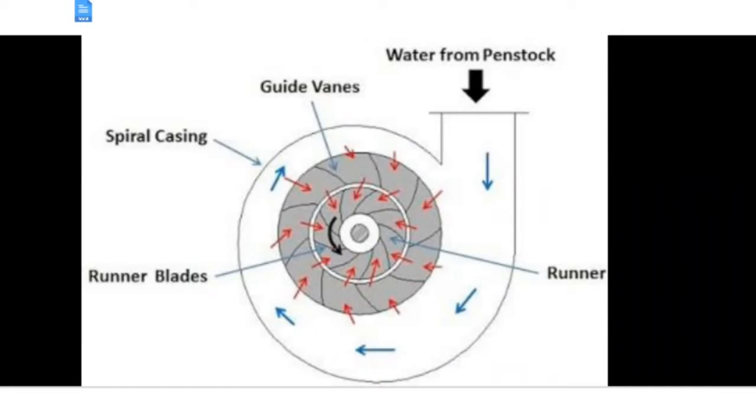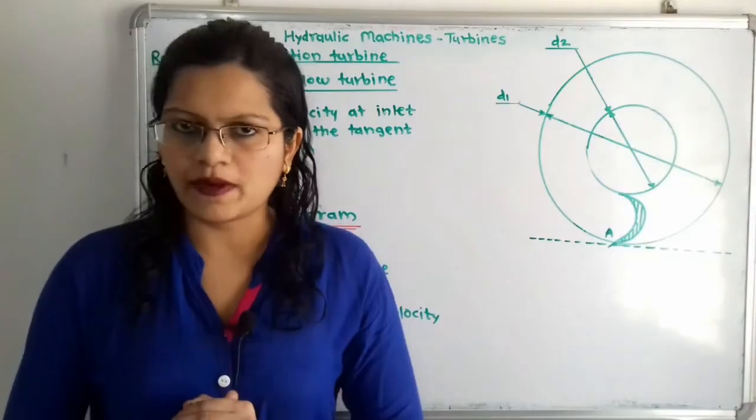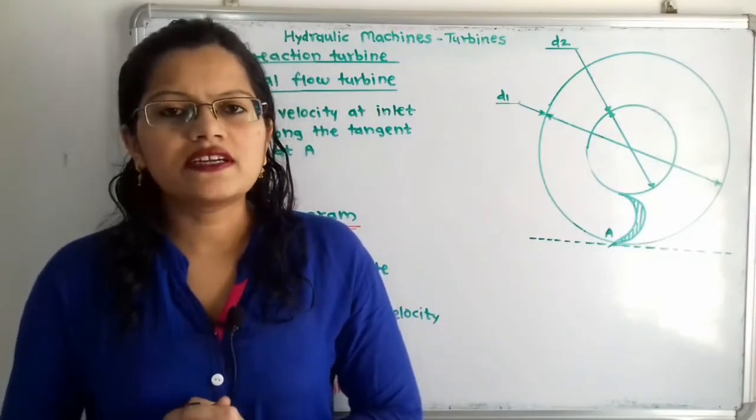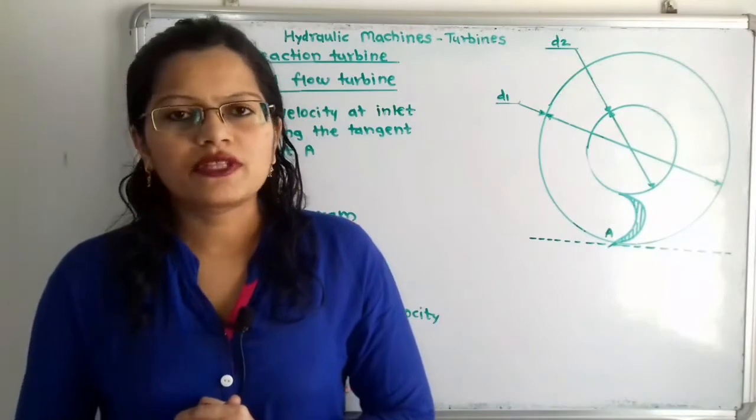So why is this turbine called an inward radial flow turbine? Now in the runner there are moving vanes and water from the outer periphery is moving towards the inner periphery of the runner. That's why this is called an inward radial flow turbine. Now we will consider one blade from the runner.